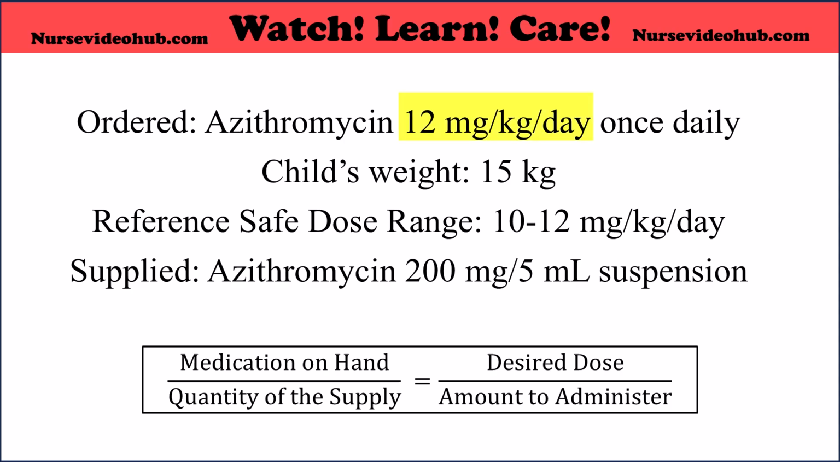The order reads azithromycin 12 milligrams per kilogram per day once daily. The child's weight is 15 kilograms. The reference safe dose range is 10 to 12 milligrams per kilogram per day. It's supplied as azithromycin, 200 milligrams, in 5 milliliter oral suspension.